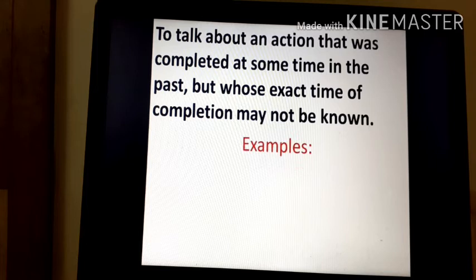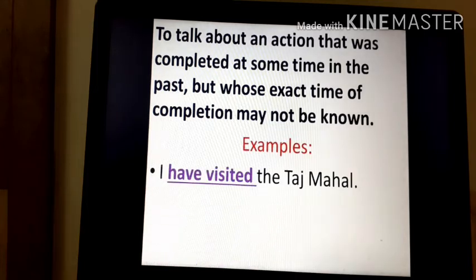Examples: I have visited the Taj Mahal. So, as I have said, the exact time of completion may not be known. I have visited the Taj Mahal. Here, have visited is the present perfect tense.